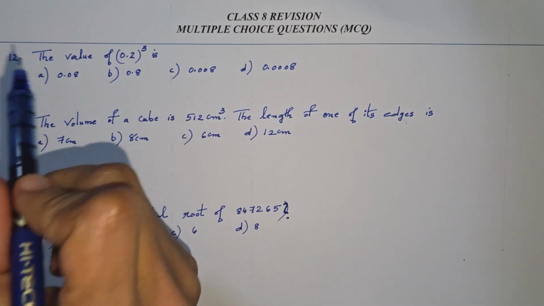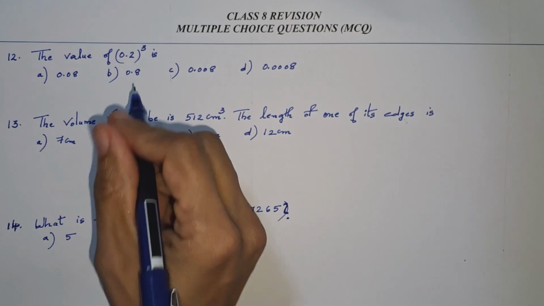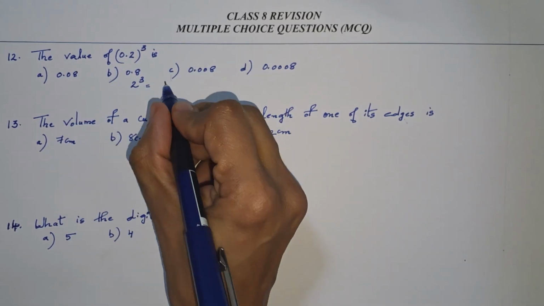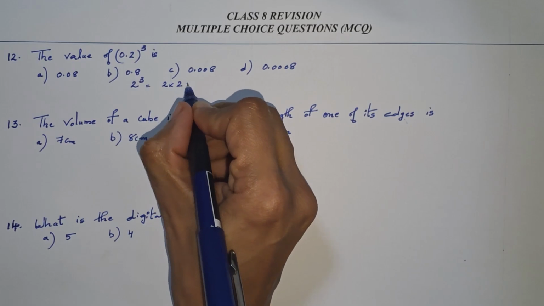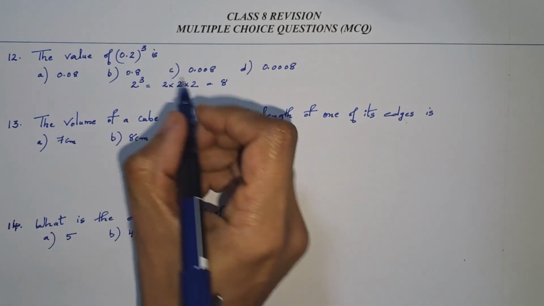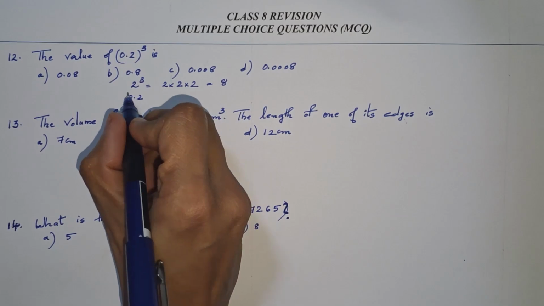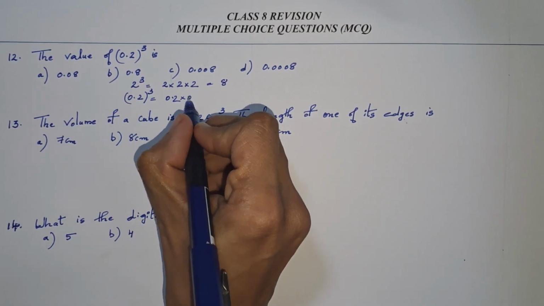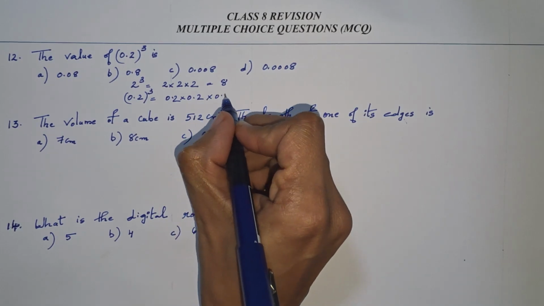Let's consider the number 2 instead of 0.2 cube. So what is 2 cube? 2 cube is equal to 2 multiplied by 2 multiplied by 2, which gives us 8, right? So if it is 0.2 cube, what will happen? That will be 0.2 multiplied by 0.2 multiplied by 0.2.